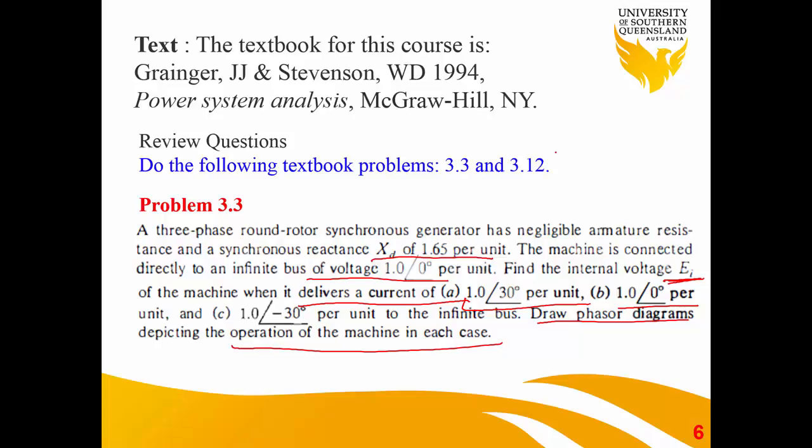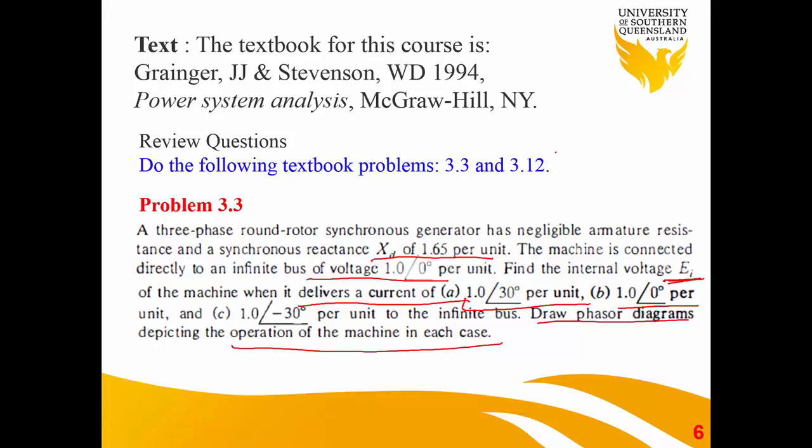Okay? And then say reactance XD, skip. Then connected directly to an infinite bus of voltage 1 per unit with angle 0. And then you have to calculate your internal voltage under different conditions. When the machine delivers the current 1 per unit with 30 degrees.